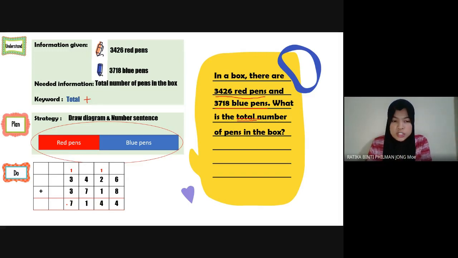Now it is the time for you to check. How to check? Okay, awak tahu tambah. If tambah, your answer, the number is getting bigger. So you check, is it correct? Your number is getting larger? 3,000, this is 3,000, and then now you have 7,000. Yes, okay, so your number is getting larger.